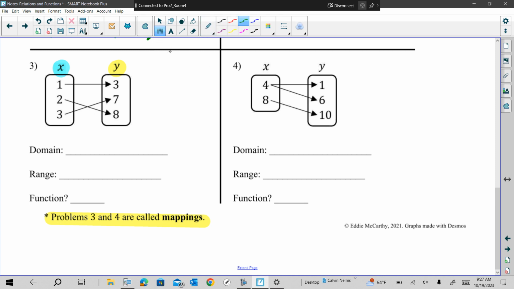The reason why it's mapping, guys, is because you see how the arrows are pointing from one set to the next, okay? So this is showing that x coordinate 1 corresponds with 3. The arrow points to what it correlates to. So what does 2 map onto? Yeah, so this will be 2, 8 right there. And 3 maps to 7.